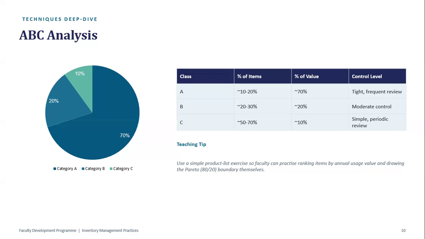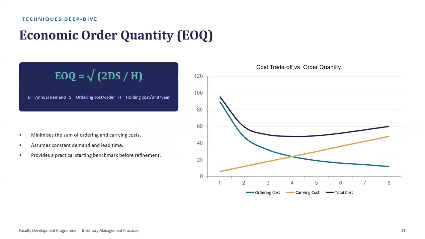Next one is economic order quantity. Economic order quantity, commonly known as EOQ, determines the order quantity that minimizes the total inventory cost. And here is the formula, given for your kind reference. The formula is the square root of 2 times annual demand multiplied by ordering cost, divided by holding cost. EOQ balances ordering cost and carrying cost.